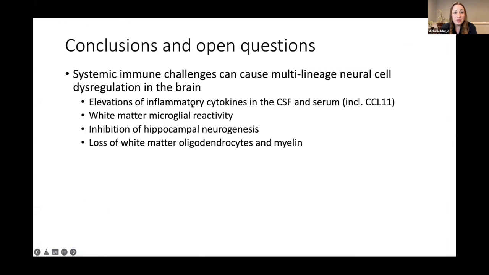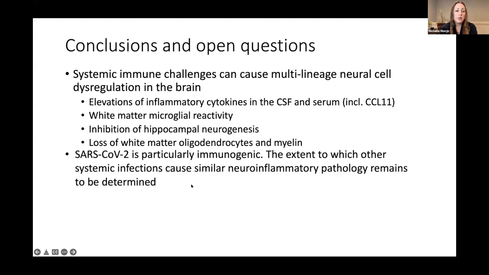And so to conclude that overview, systemic immune challenges can cause multilineage neural cell dysregulation. This is associated with elevations in pro-inflammatory cytokines in the CSF and in the serum, especially CCL11, which is of interest mechanistically. We see white matter-selective microglial reactivity, inhibition of hippocampal neurogenesis, and loss of white matter oligodendrocytes and myelin. And I want to point out that SARS-CoV-2 is particularly immunogenic. It causes a profound immune response that's quite broad.